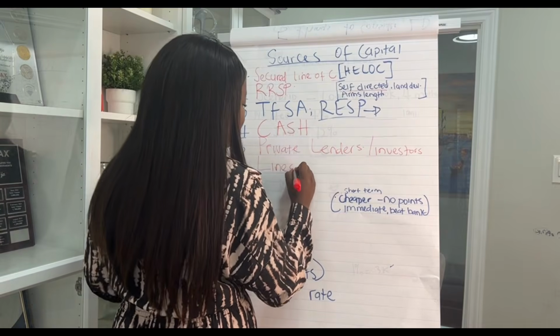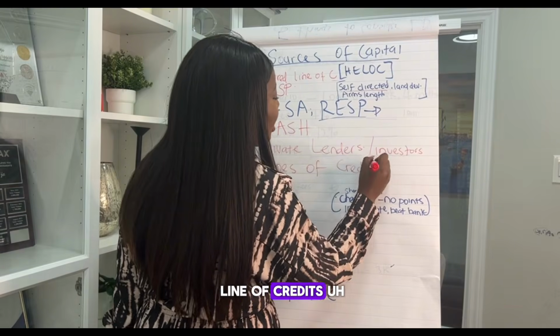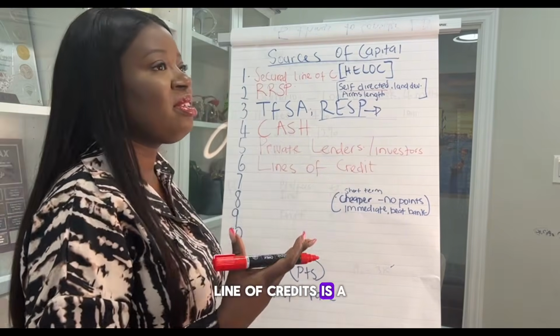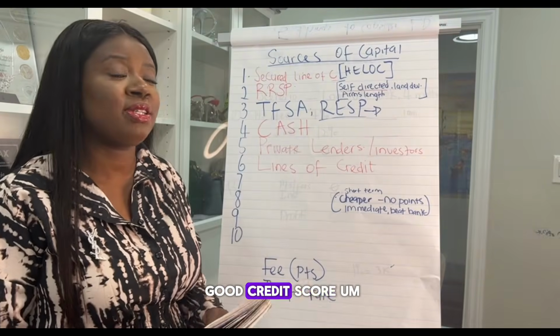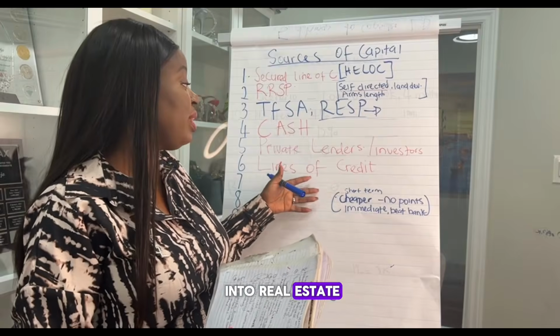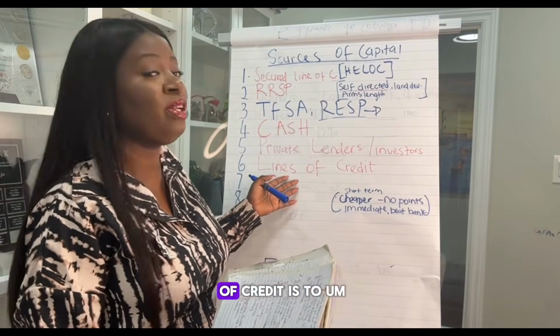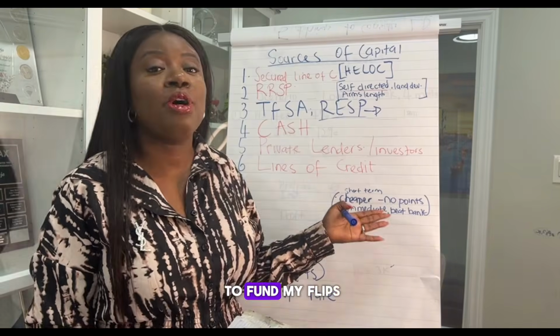Lines of credit. A lot of people have lines of credit, and they're accessible to a lot of Canadians if you have a good credit score. If you have a line of credit, you can invest it into real estate. The way I usually use my line of credit is to use it to fund my flips.